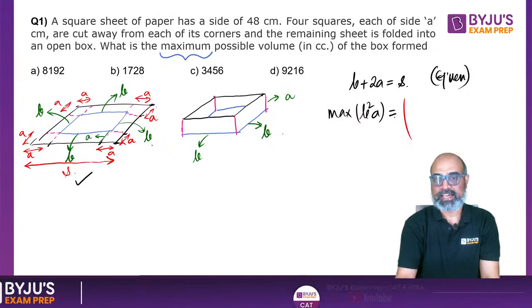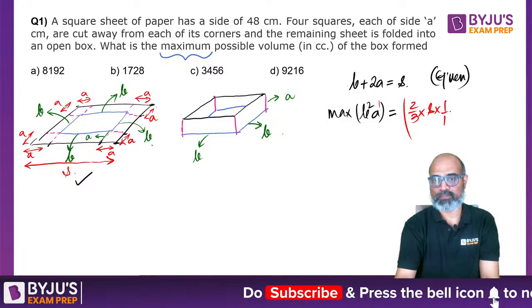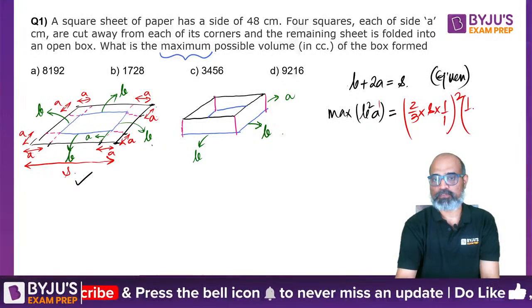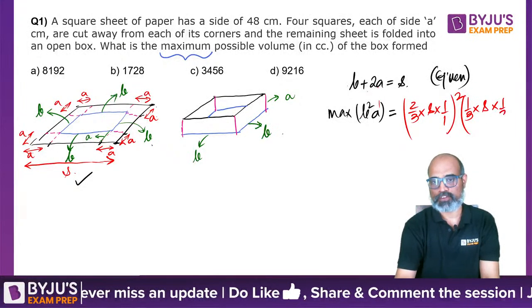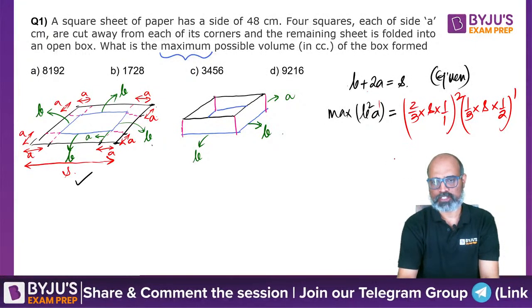Well, look at the powers. b gets 2/3 of the total side, and since the coefficient of b is 1, you write down 1 upon 1, squared. Next, a gets 1/3 of the total side, the coefficient of a is 2, so you write down 1 by 2. This is how we calculate using AM-GM, right? I'm using the shortcut method.